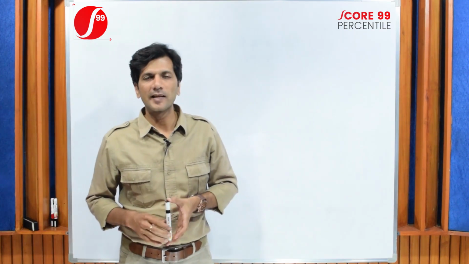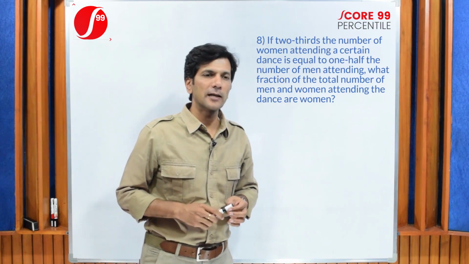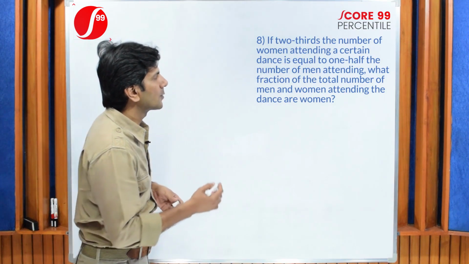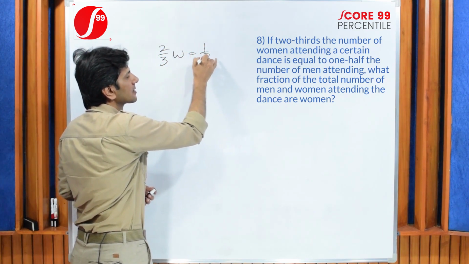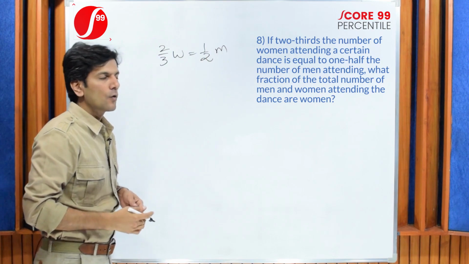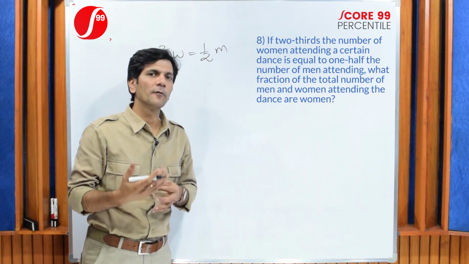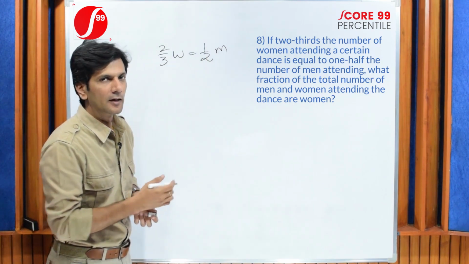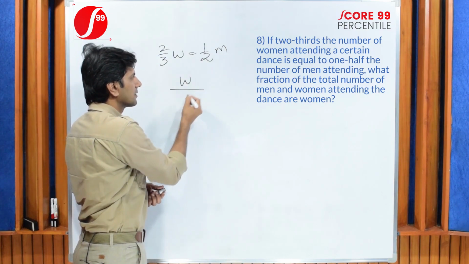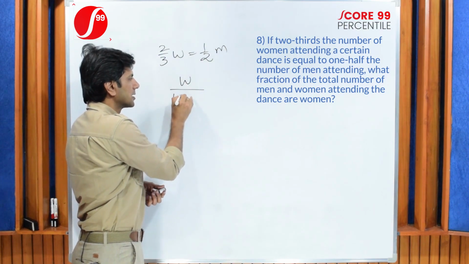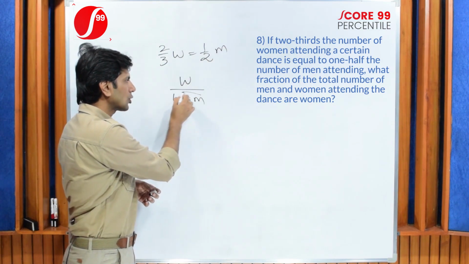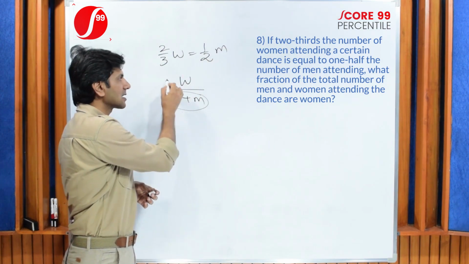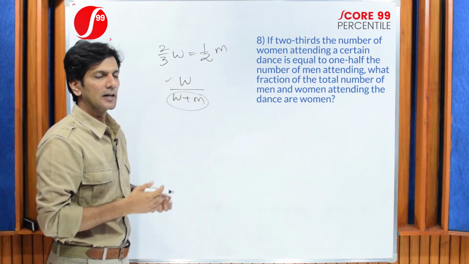The next question says that if 2/3 the number of women attending a dance is equal to 1/2 the number of men attending the dance, then what fraction of the total number of men and women attending the dance are women? So in other words, your question says W over W plus M is how much? That's your question.